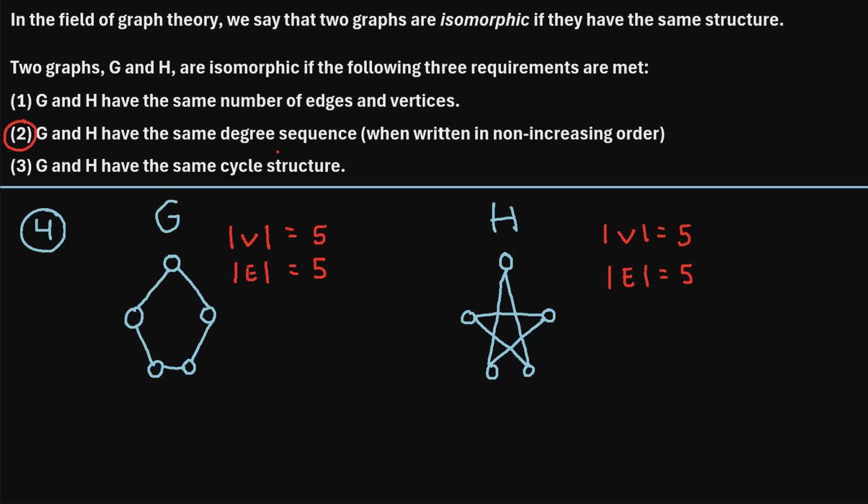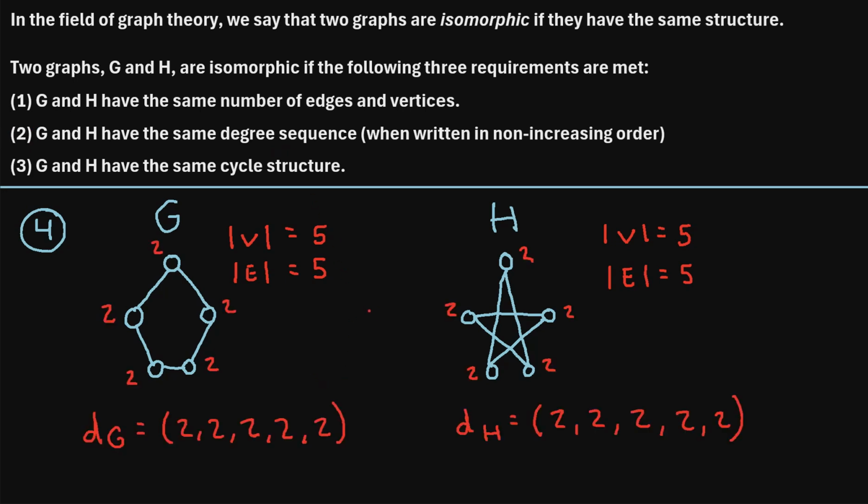Do they have the same degree sequence? So let's go ahead and write out the degree sequence for each graph. So when we check that, we will find that yes, they have the same degree sequence. So each vertex in both graph G and H has a degree of 2, or in other words, 2 edges that are attached to each vertex in the graph. So both of their degree sequences are just 2, 2, 2, 2, 2. So since they have the same degree sequence, now we can move on to the very last requirement and check, do they have the same cycle structure?